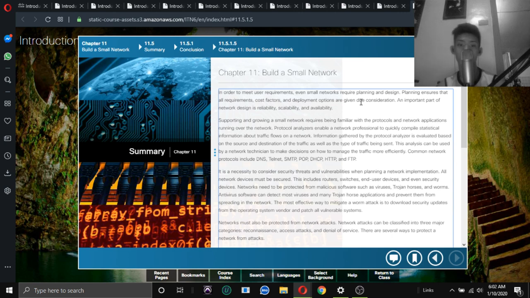Antivirus software can detect most viruses and many Trojan horse applications and prevent them from spreading in the network. The most effective way to mitigate a worm attack is to download security updates from the operating system vendor and patch all vulnerable systems.